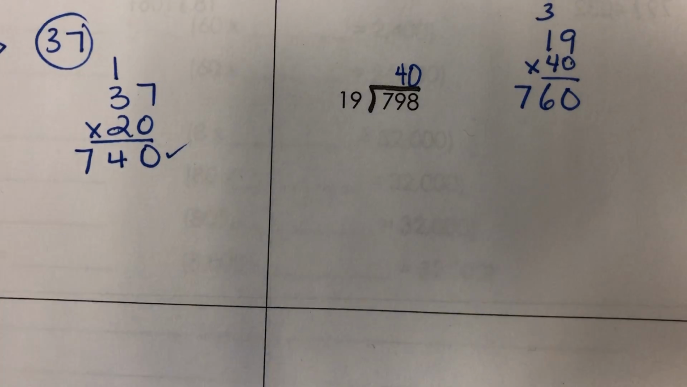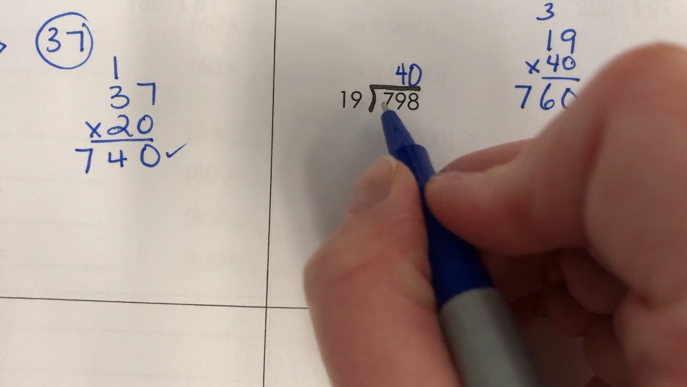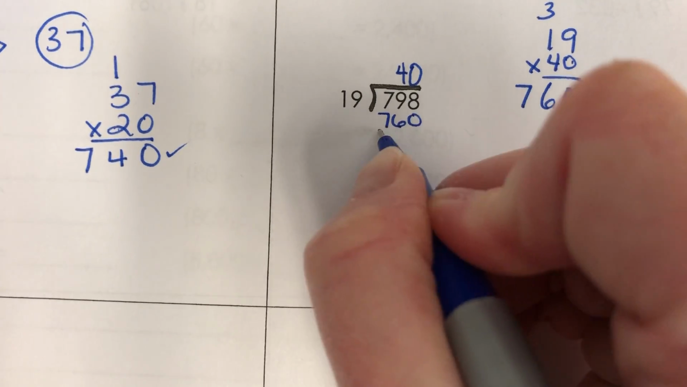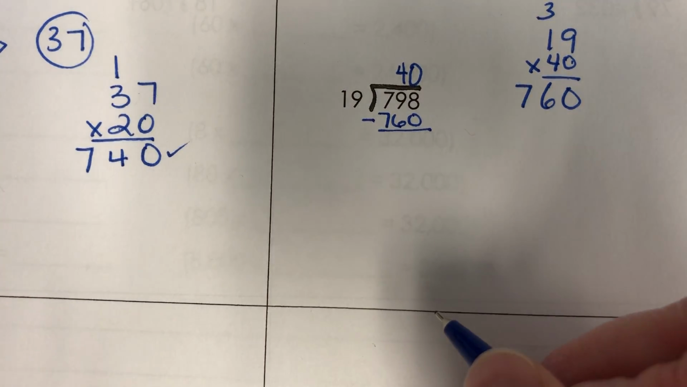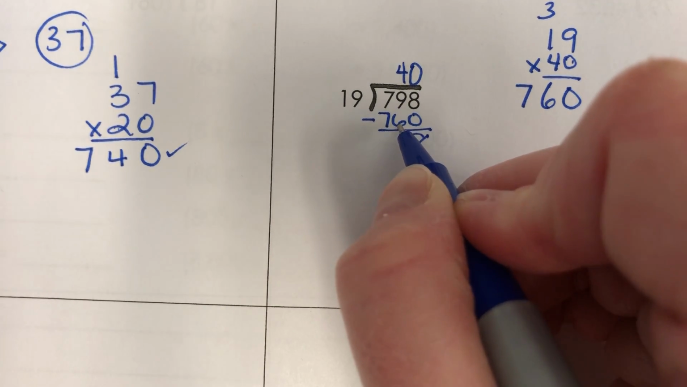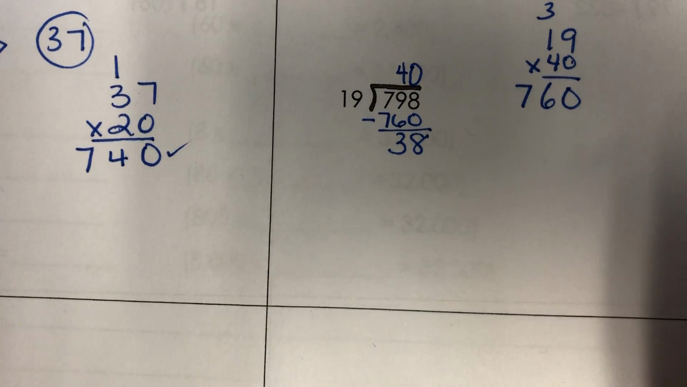All right, guys, back to it. So I just got 760. That's what 40 times 19 is. So I'm going to write 760 underneath. And now we need to subtract. 8 minus 0 is 8. 9 minus 6 is 3. And 7 minus 7 is 0. I don't need to write anything down, right?